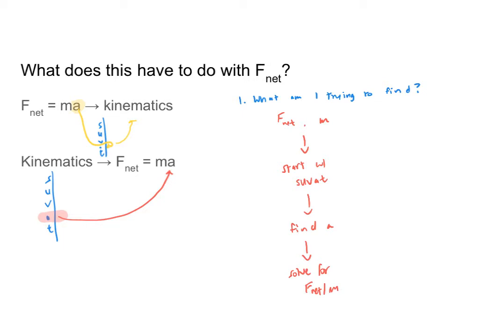If, on the other hand, I'm trying to find s, u, v, or t, then I know that I need to start with FNet equals ma, find a, and then solve with SUVAT. So no matter what I do, I'm going to start by finding acceleration, and that's going to depend on what I'm trying to find. Again, I know this sounds convoluted. Let's go ahead and go through some example problems to help you get a sense of what this looks like.